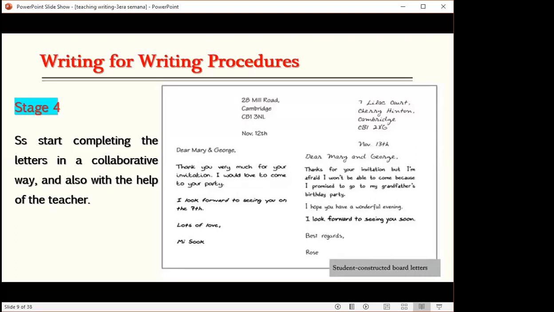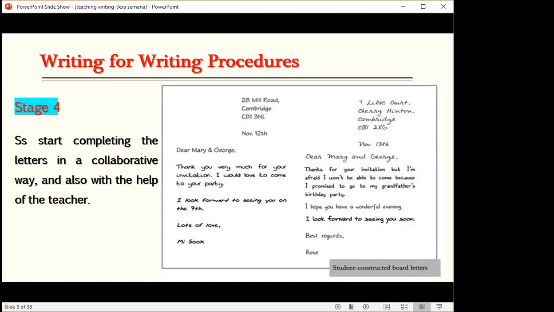They receive an invitation, and now they are writing a letter to a friend answering this invitation. If they accept, notice in the first one, he says, "Thank you very much for your invitation. I would love to come to your party. I look forward to seeing you on the 7th." So in the first one, they accept that invitation.